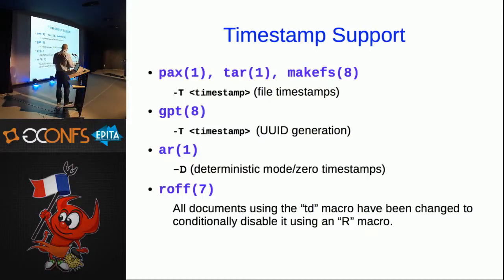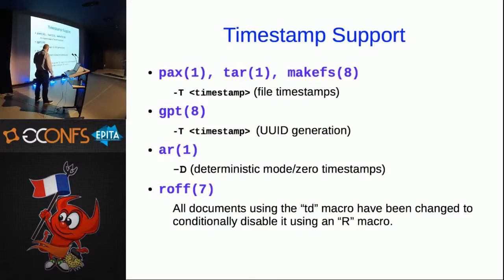R in BDU builds already has minus D for deterministic builds, and that basically makes all the timestamps zero and the UID and GID it embeds in the archive zero, which is very nice. And because it's not very useful, people don't use R as a file transfer to preserve timestamp format anymore, so the timestamps in there are less than useful.